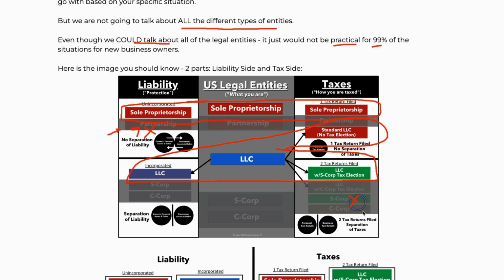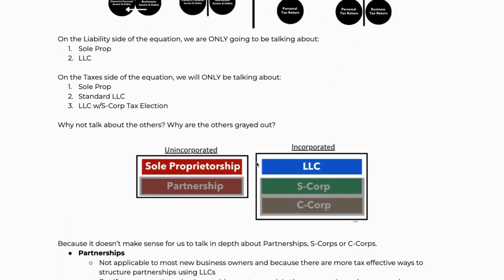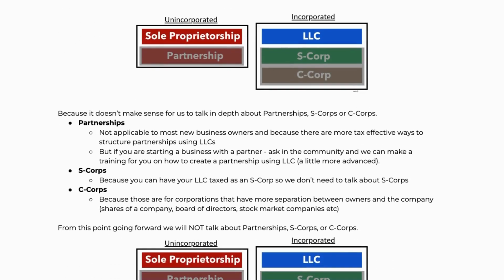As for S Corps and C Corps, there's no reason for us to talk about those, because the LLC is able to have a tax election that allows it to act like an S Corp or a C Corp. That is why you are seeing these other legal entities grayed out. Previously, we talked about the foundational understanding, those layers of learning that were critical for you to understand about legal entities in the United States in general. Now we're going to start getting into the tactical.